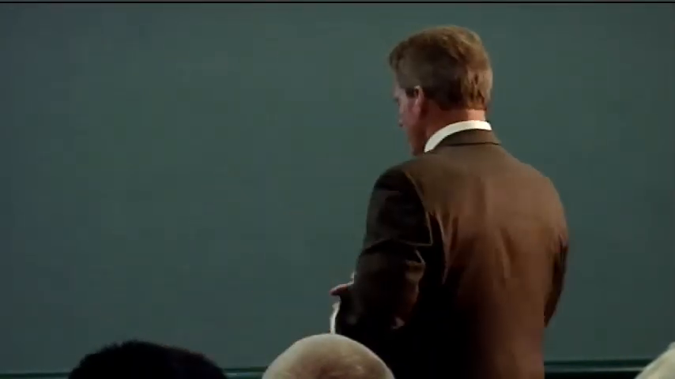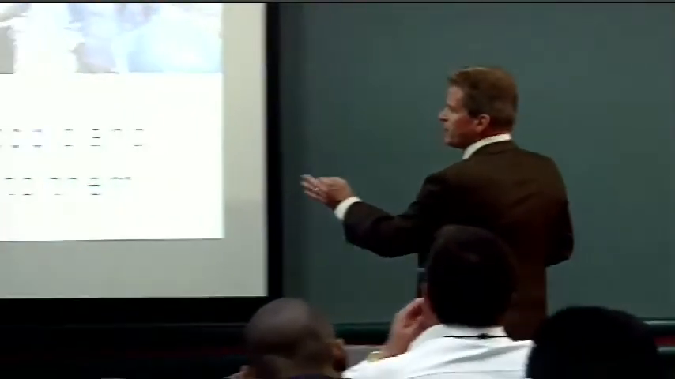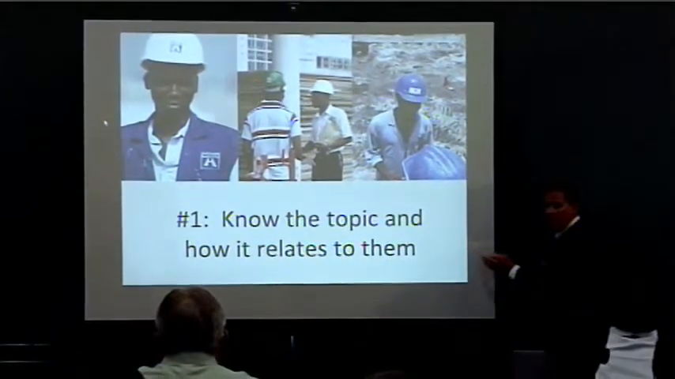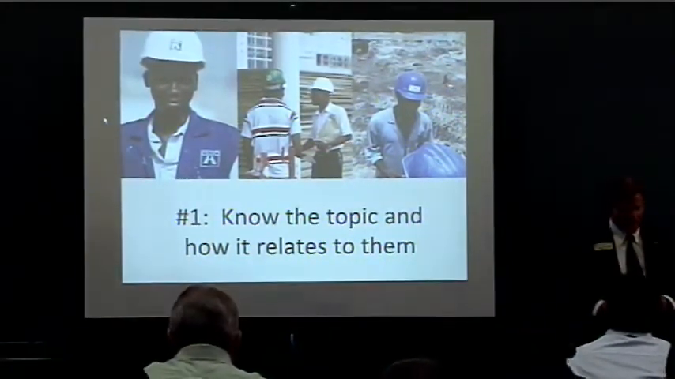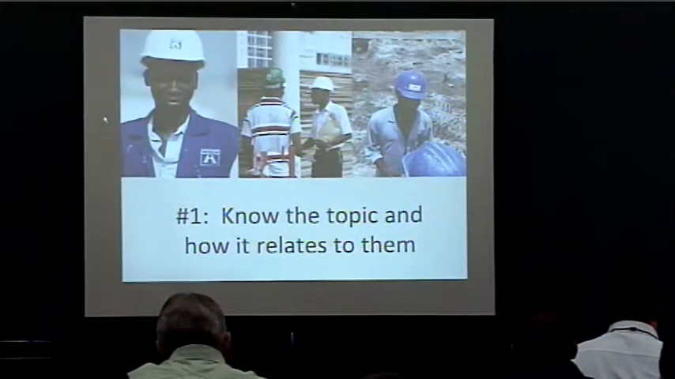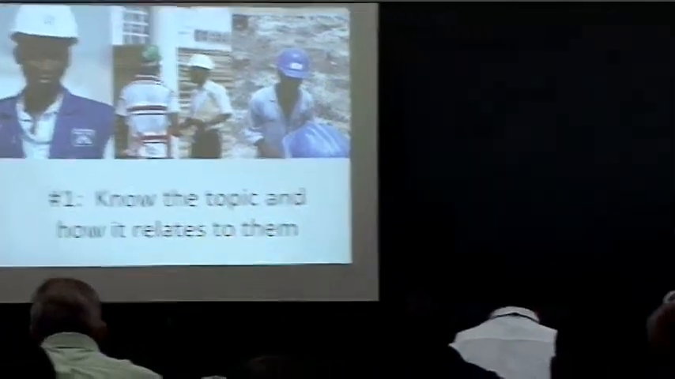But the learning objectives are really important, because as we move into this, the number one tip is that you know the topic and how it relates to your people. This might sound really crazy, but a lot of people train on safety topics they don't know very well. They do a little refresher, they read the booklet, they read the instructor guide, and then they go out and do the training. It's a big mistake.